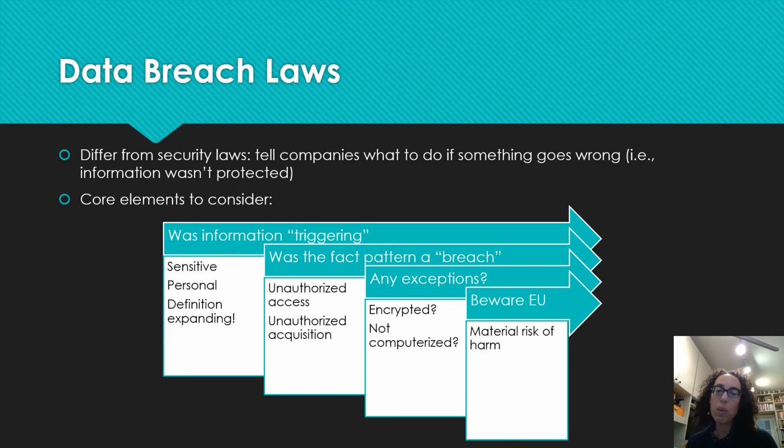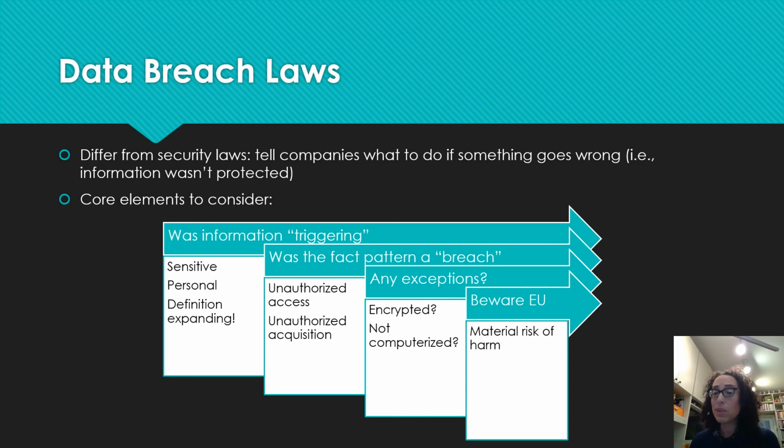Then we think about whether or not the fact pattern was a breach. And so this is chapters 223 to 233. And there we're looking at whether we have unauthorized access, unauthorized acquisition, unauthorized use. The different laws define it slightly differently, but we're really looking at did a bad guy get at the information?